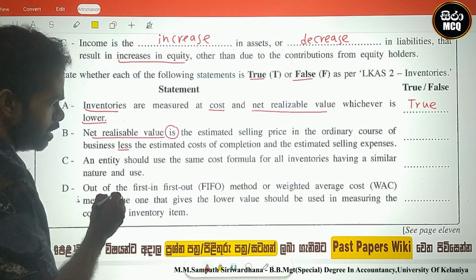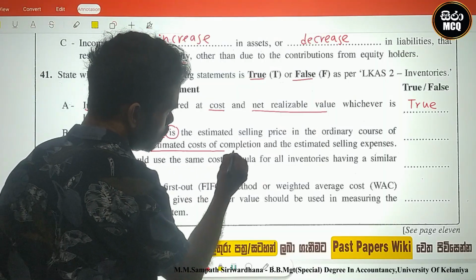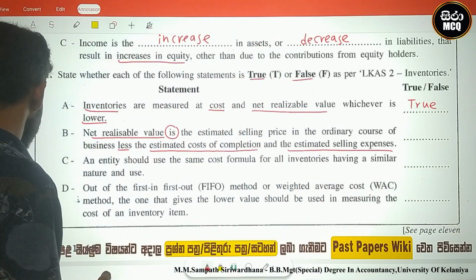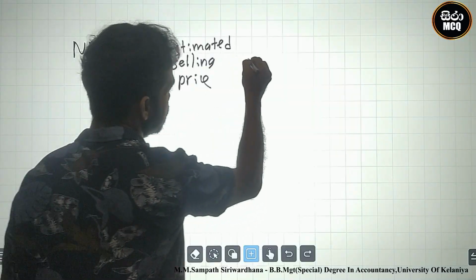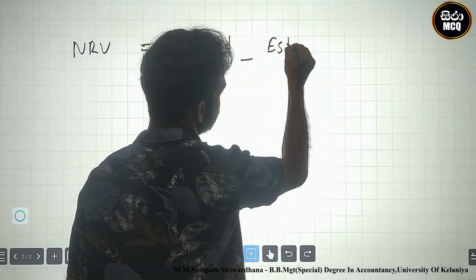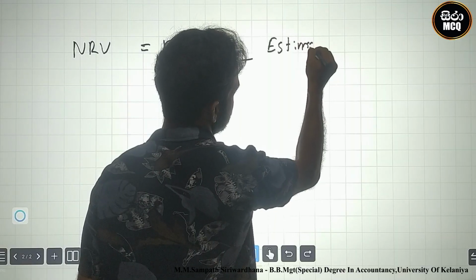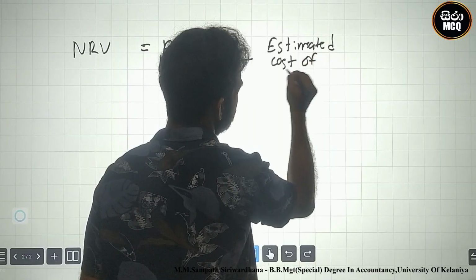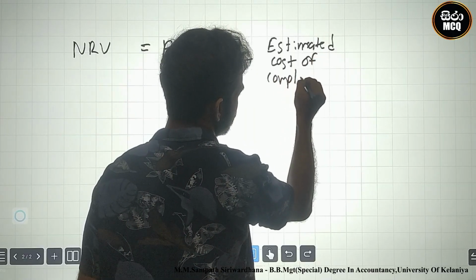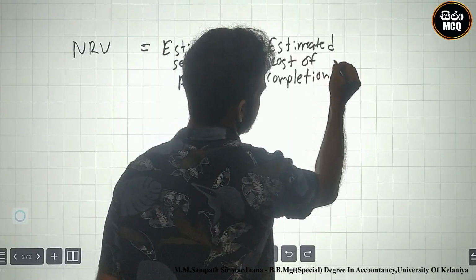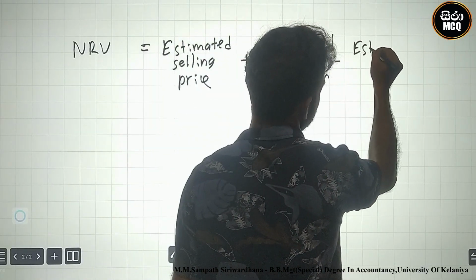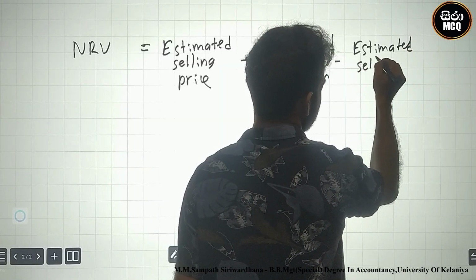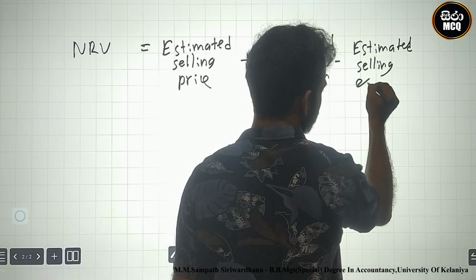Less means deducting the estimated cost of completion and the estimated selling expenses. Look here, they deduct the estimated cost of completion and the estimated selling expense.